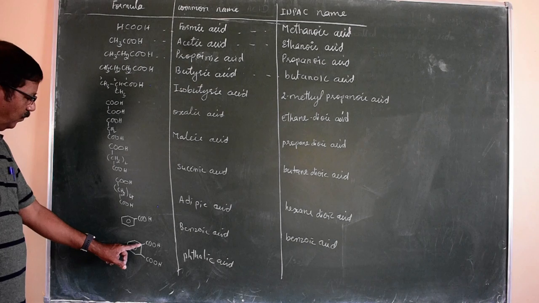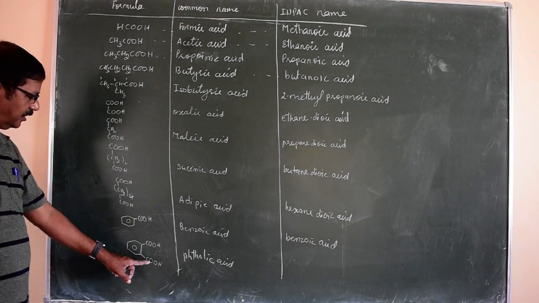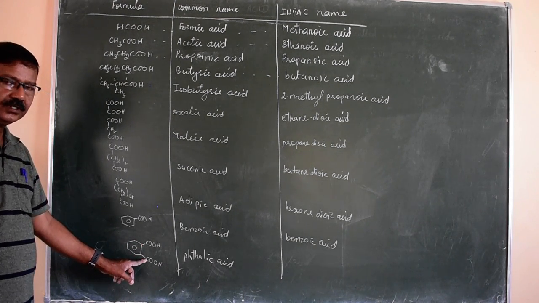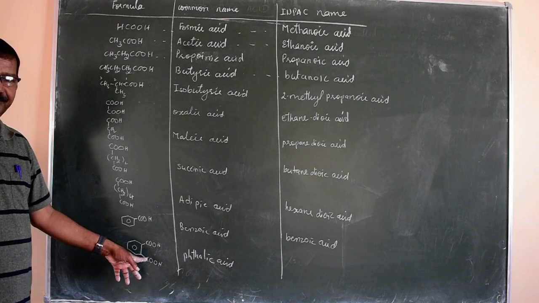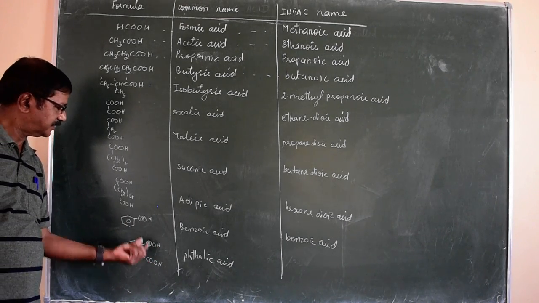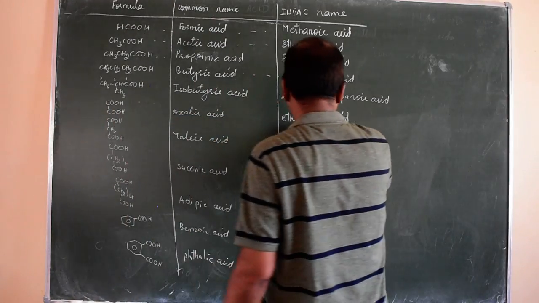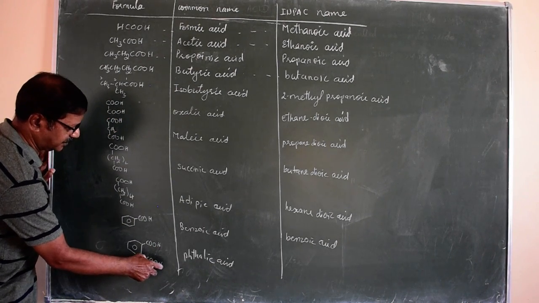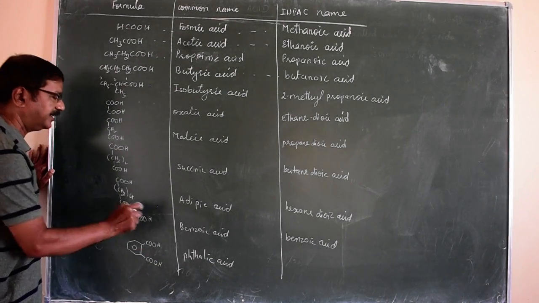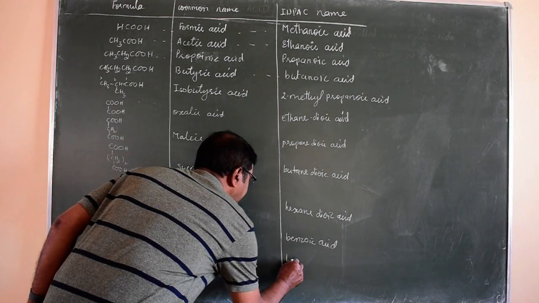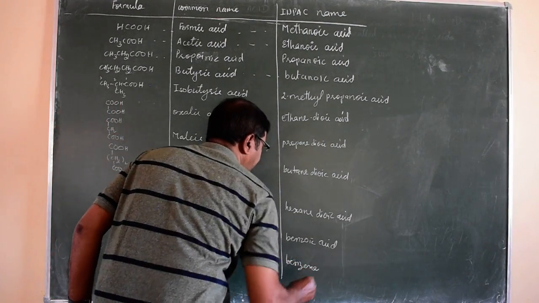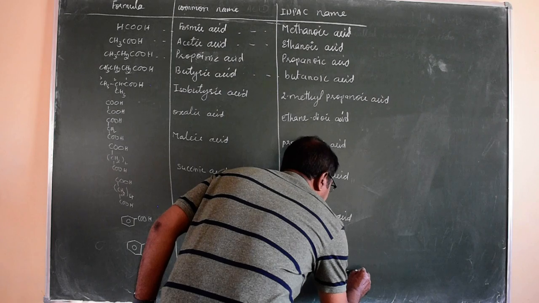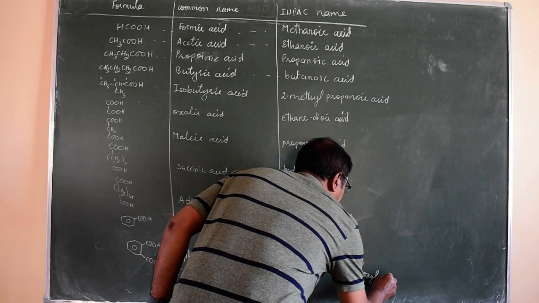Now this one is 1 and 2. On the first carbon and second carbon we have a COOH group. So it's a benzene 1, 2 dicarboxylic acid. Here these carbons are not considered, whereas in dioic acid the carbons are considered. So it's a benzene 1, 2 dicarboxylic acid.